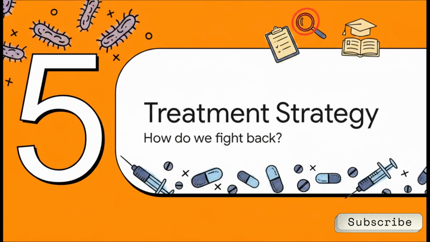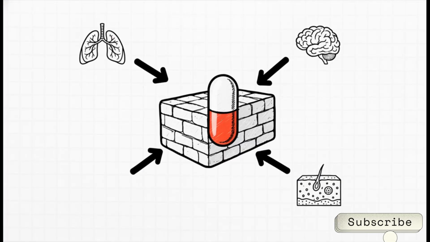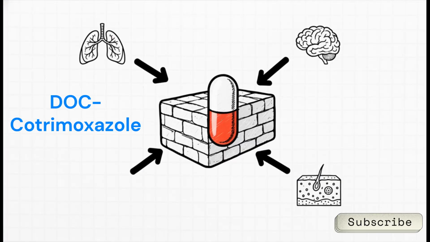Okay, we've identified the culprit. We've confirmed it in the lab. Let's wrap this all up with the treatment strategy. This is, you guessed it, another frequently asked exam question. If you remember only one single thing about treating Nocardia, make it this: cotrimoxazole. This combination of trimethoprim and sulfamethoxazole is the absolute cornerstone of therapy for pretty much all forms of nocardiosis.